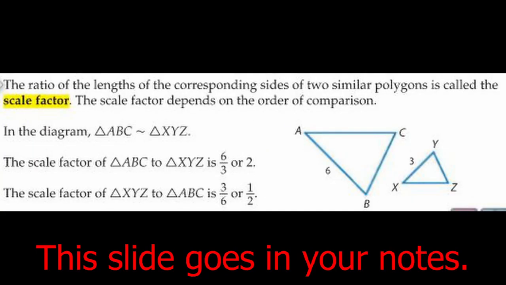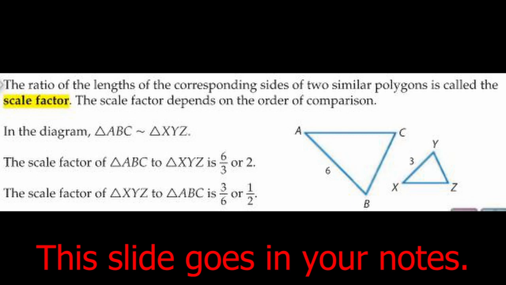The ratio of the lengths of corresponding sides of two similar polygons is called the scale factor. We're going to be using scale factor all throughout Chapter 7, a little bit in Chapter 10, and then we'll use it a lot again in Chapter 9. So scale factor is going to be something we're going to be using pretty much all the way until we do the state test, more or less. So it's important that you know what scale factor means. The scale factor depends on the order of comparison.